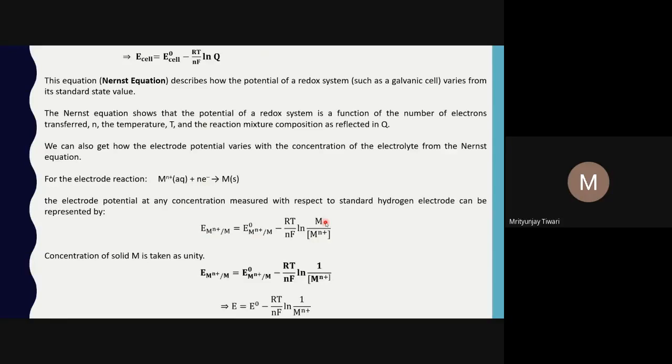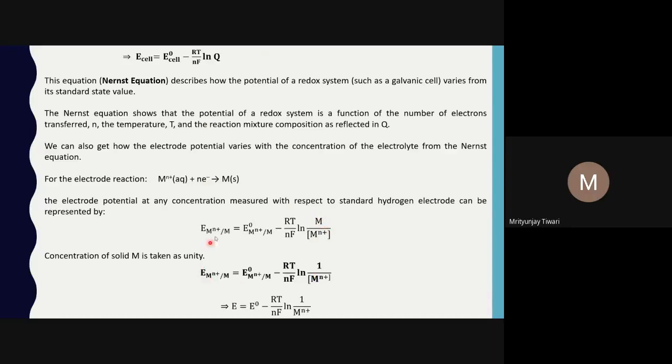And why is this not going to change? Because what is concentration? Concentration is the number of moles divided by volume. Whatever is there in a given volume, if the number of atoms changes, accordingly the volume will also change. This is how we also calculate the number of moles. So the concentration of M, the solid, we can consider as unity.